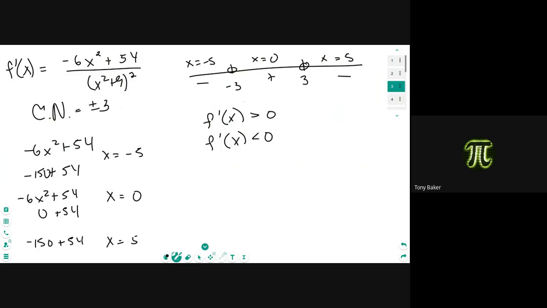Okay. So it is increasing from -3 to 3. It is decreasing from -infinity to -3 union 3 to infinity. That's how you'd write it. You can never increase or decrease at a point, so they're always parentheses. They're not the brackets for where it equals.